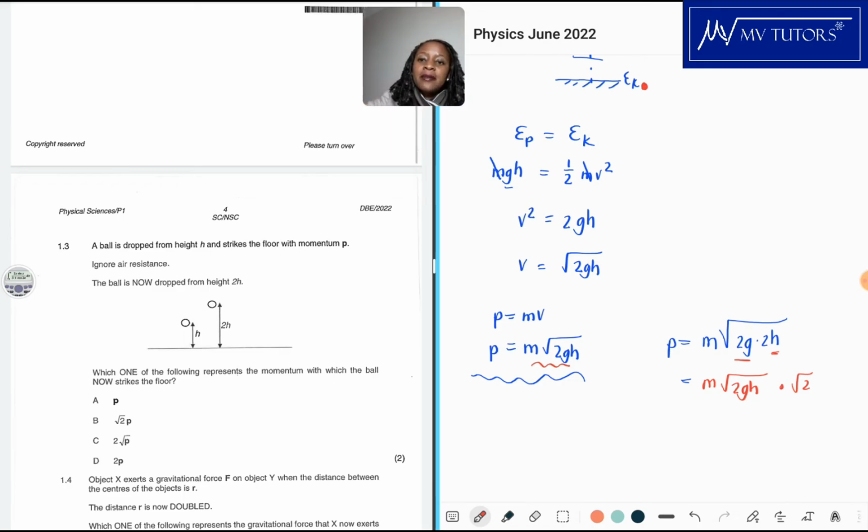And so basically the momentum would be square root of 2 times p, because p is equal to m times the square root of 2gh. All right, I hope this makes sense. I hope I'm making sense. But basically the answer there that you'd be looking at is B.